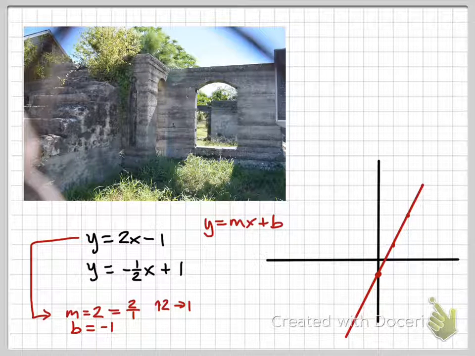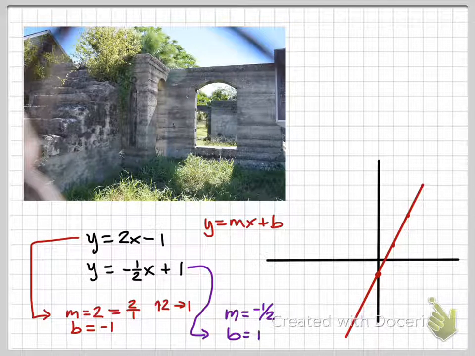Now we're going to look at our other graph. Let's make that purple. I like having colors because we can tell these things apart. In this one, we also have y equals mx plus b. Our m, again, is the number out front of our x. In this case, it's negative 1/2, so our slope is negative 1/2. Our intercept is a positive 1.